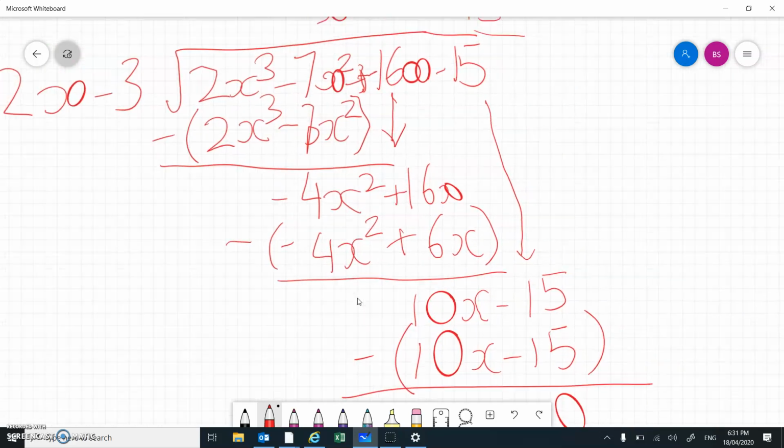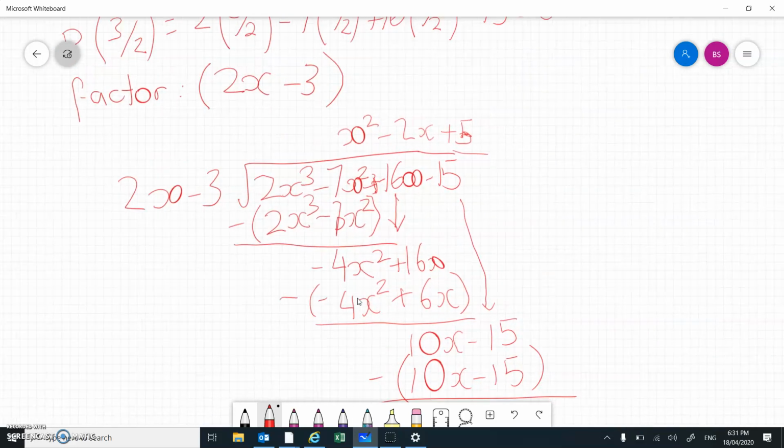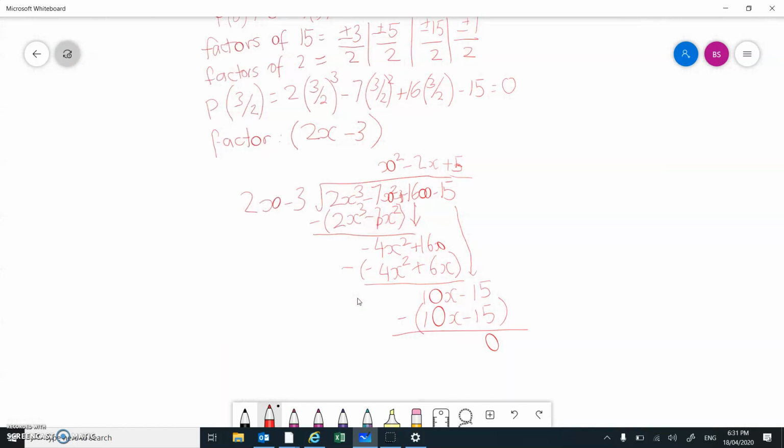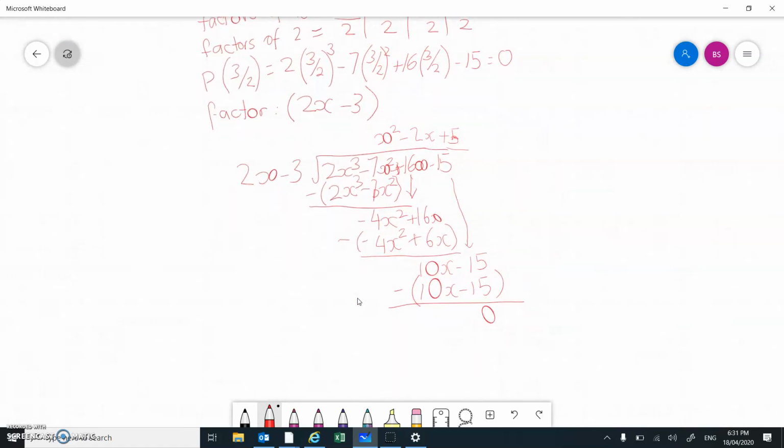So, let me make it smaller. And again, apologies for the way this looks. It is just because my pen is not working. So, what is the answer? P of x equals 2x minus 3 times x squared minus 2x plus 15.